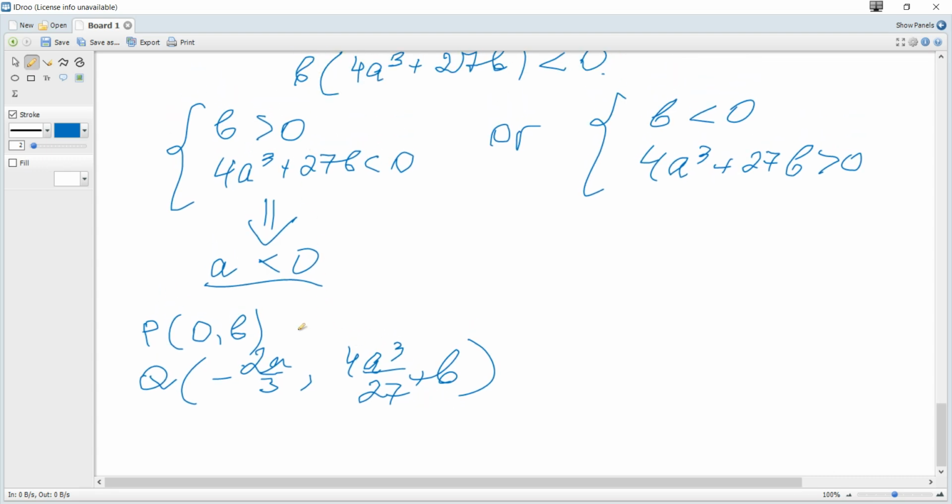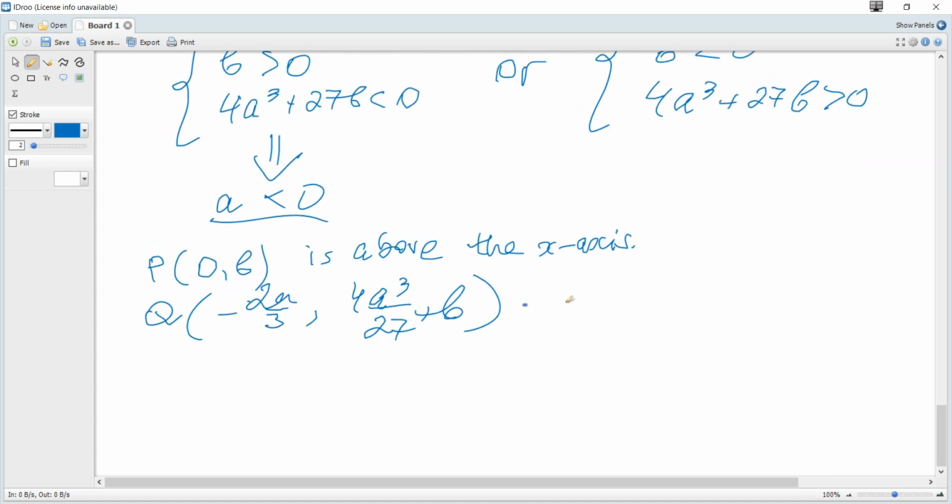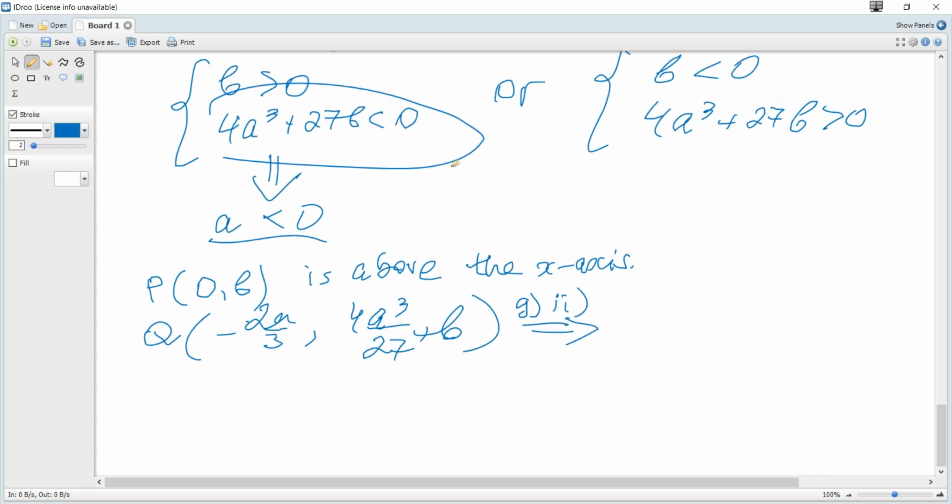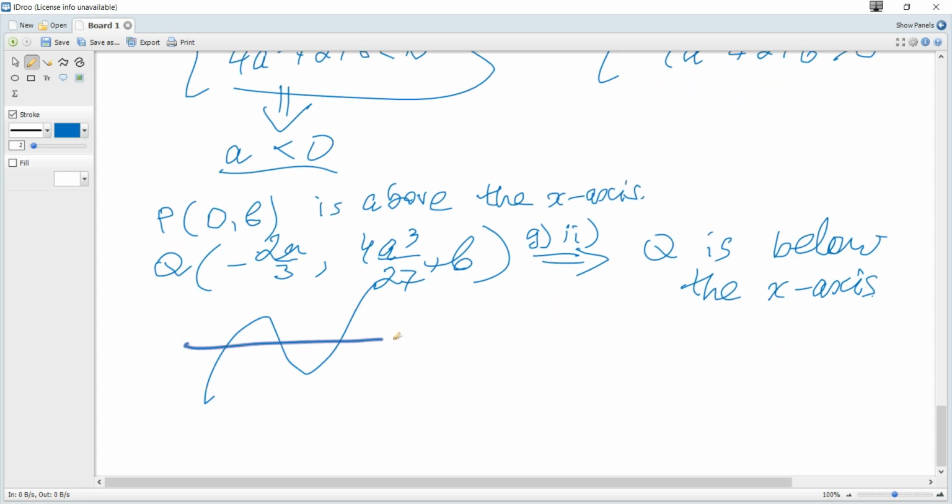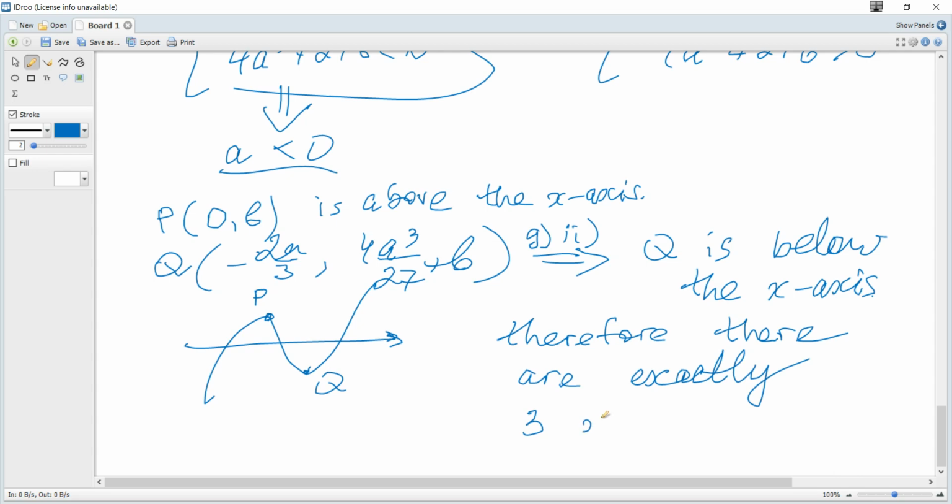And so when b is greater than 0, P is above the x-axis, and using the answer for GII, Q is below the x-axis. So it looks like this: P, Q, and therefore there are exactly 3 x-axis intercepts.